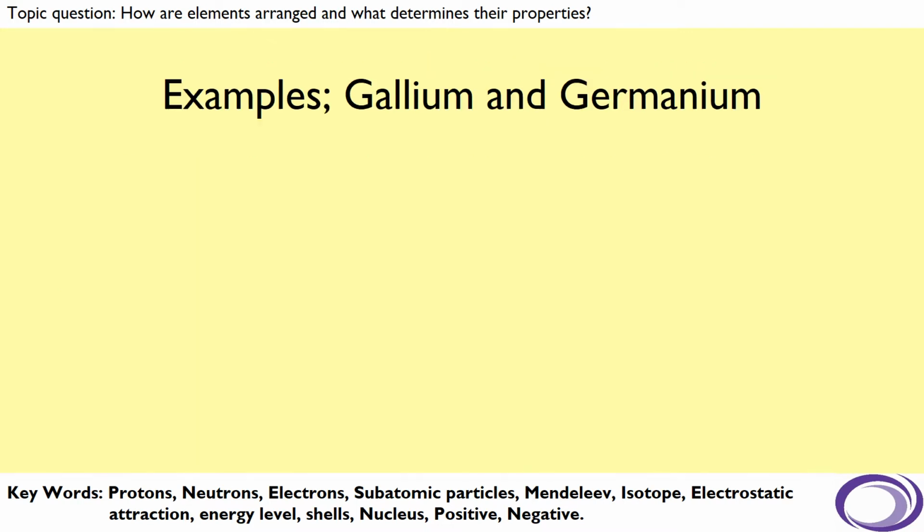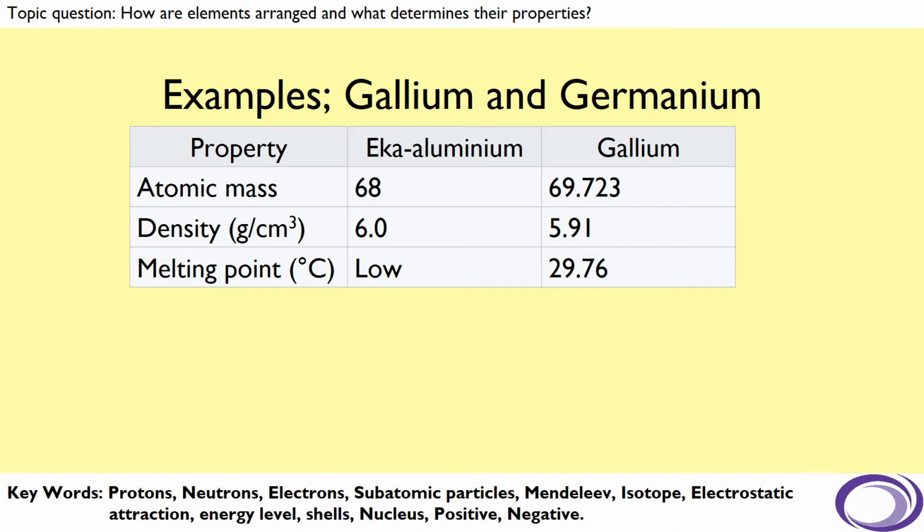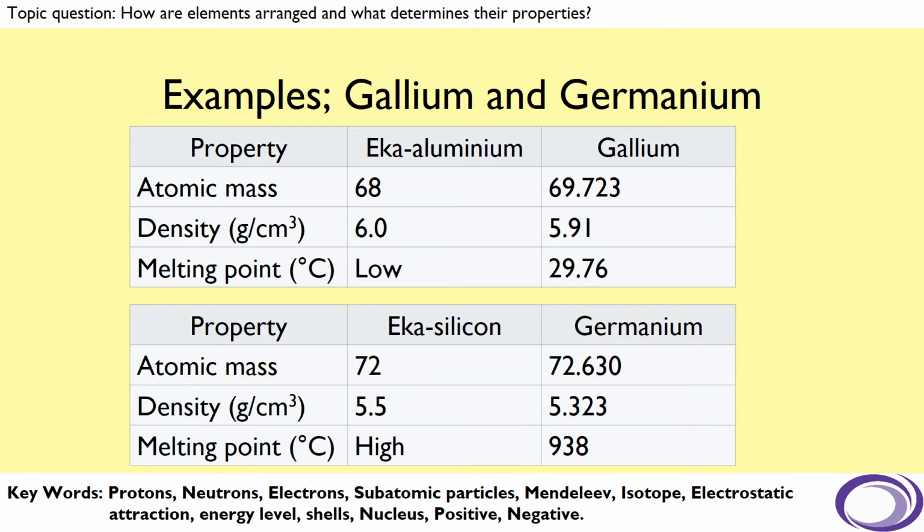If we look at gallium first, when Mendeleev predicted its properties, he called it Eka aluminium because it was next to aluminium in his periodic table. As you can see, the atomic mass is very close to what the atomic mass of gallium was. The density was very close, which he predicted. And he also predicted a low melting point, and 29.76 is an incredibly low melting point for a metal.